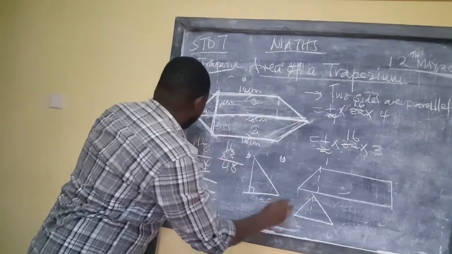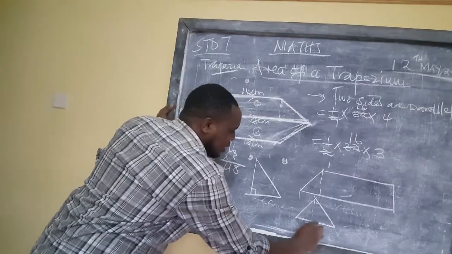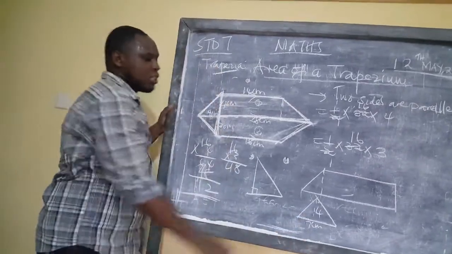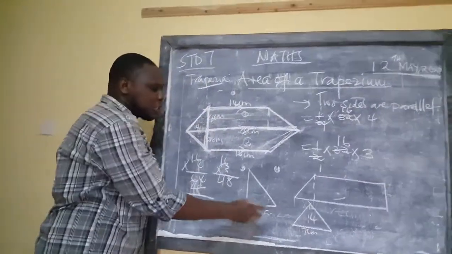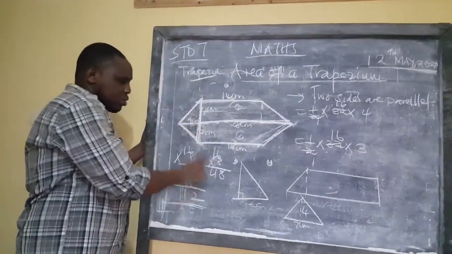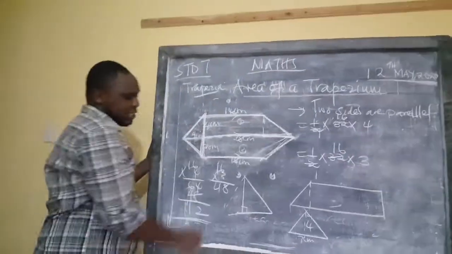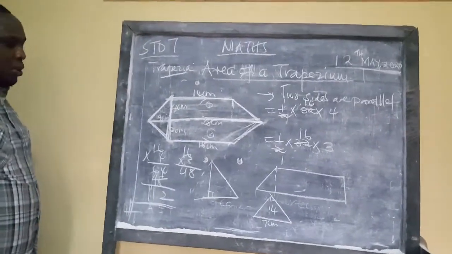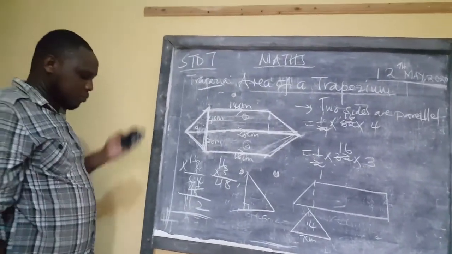Which has, this is 7 centimeters and this 4. So this is also a triangle, which you use the same formula you use here. So it's just this one, then you add this one. You combine it here. You get it like that. So that is what I wanted you to see, Lana.